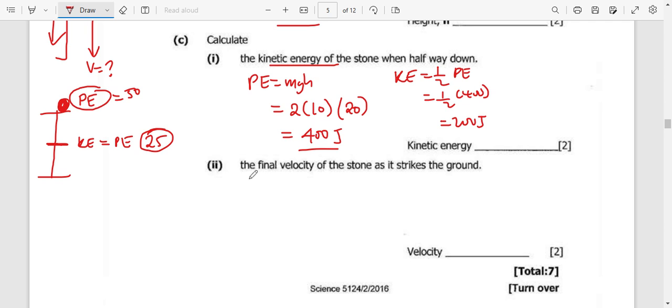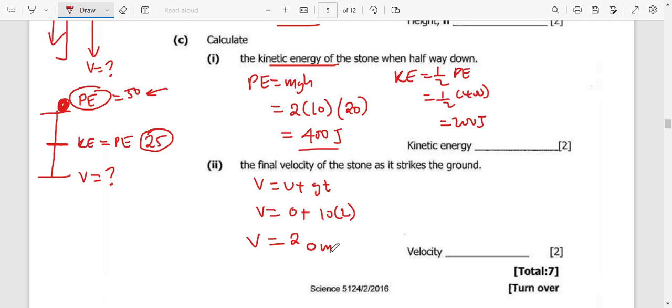Now the final question is saying, find the velocity of the stone as it strikes the ground. So what will be the velocity at this point? What equation can we use? We can say v is equal to u plus gt. We can use any equation, or those equations which I've used on top. The final velocity is what we want. The initial velocity on top here is 0, and then plus g is 10. Time is 2 seconds that it takes to hit the ground. So the velocity is going to be 20 meters per second.